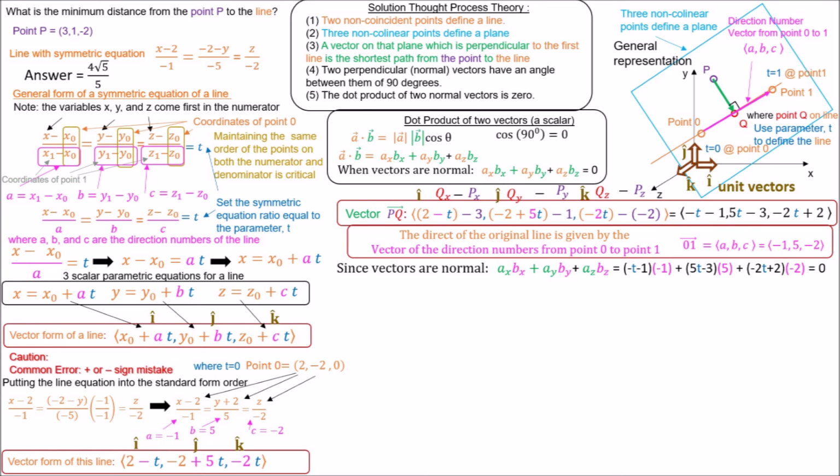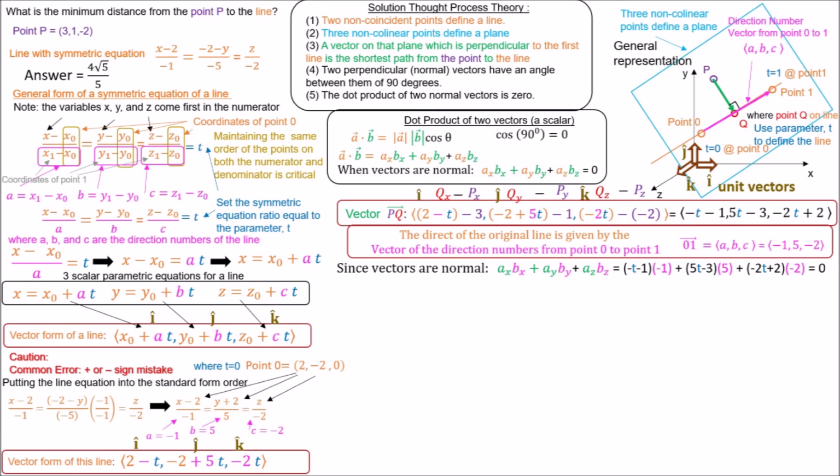So for the i hat term, the vector PQ has an i hat term of minus t minus 1, and that gets multiplied by the i hat term of vector 0, 1, which is minus 1. But the j hat term of vector PQ is 5t minus 3, and the j hat term of vector 0, 1 is the b direction number, which is 5. And for the k hat terms, the k hat term of vector PQ is minus 2t plus 2, and the k hat term of vector 0, 1 is the direction number c, which is minus 2. And so this is the dot product of any of the vectors, the green vector dot the pink vector.